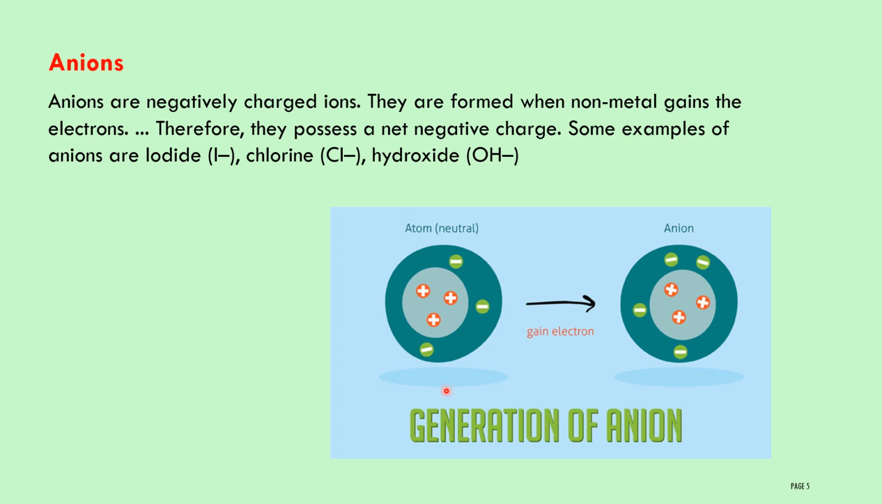Consider this example. This is the neutral atom. Here the number of protons is equal to the number of electrons in an atom. When it gains electrons, the number of protons remains unchanged in the anion, but the number of electrons is increased by 1. Therefore it possesses a net negative charge, because the number of electrons in the anion is more compared to the neutral atom.